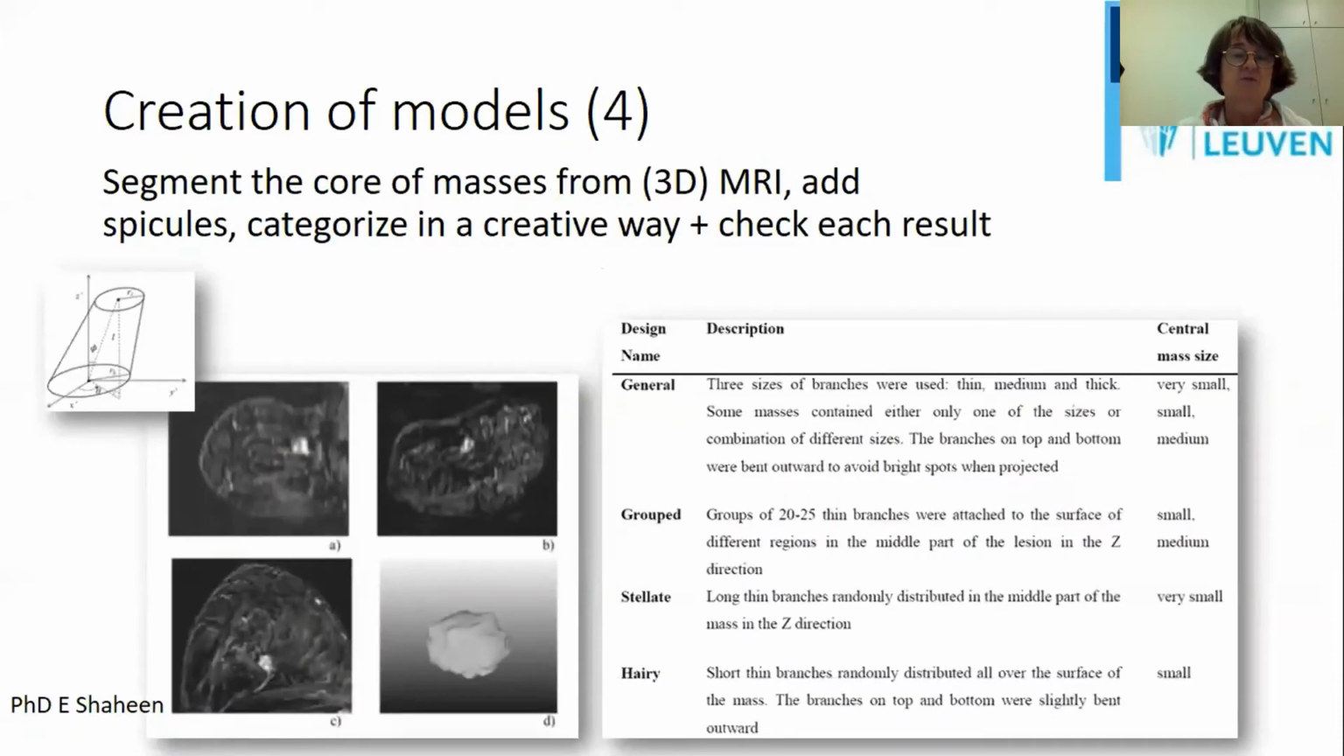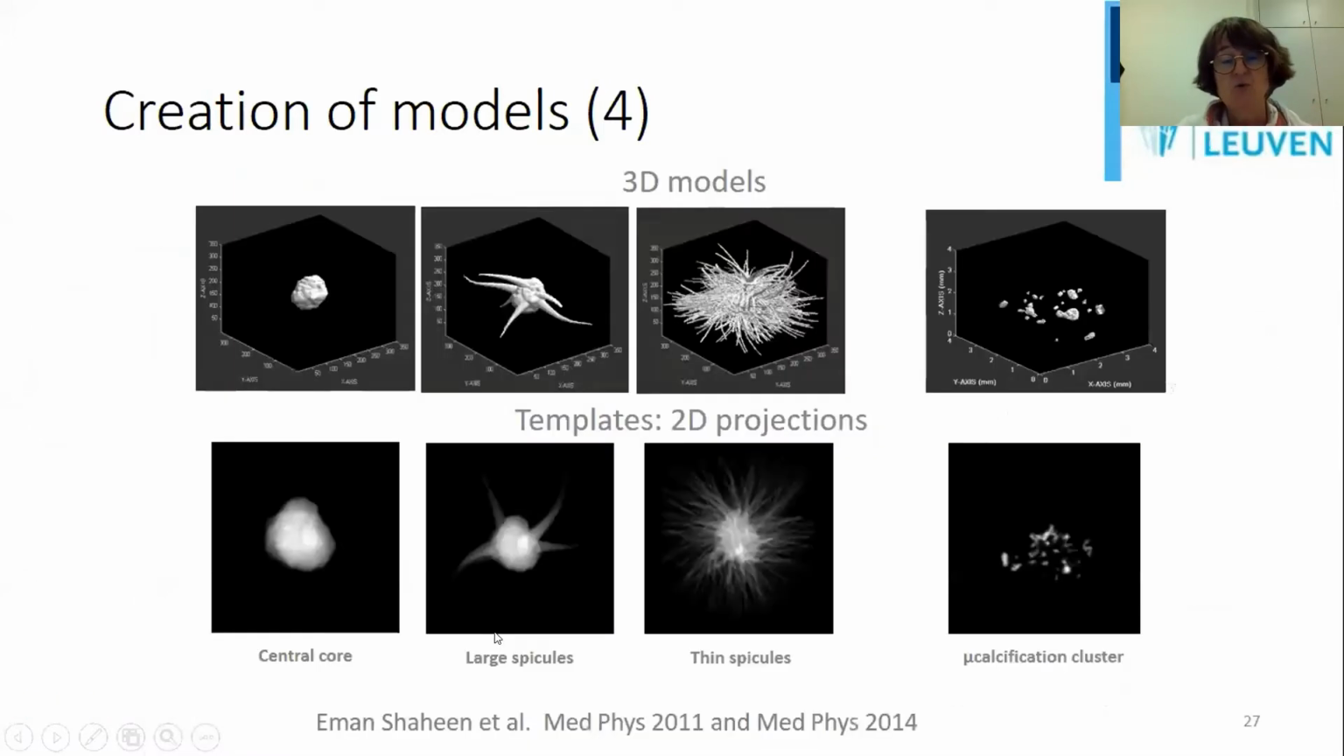We also need models of masses. In this case, Emmy started from MRI images from which a core of a mass was delineated, and then she grew spicules on these cores in different ways. From observation, we had seen that some masses had only a few spicules, some masses had really many, and all these types of masses were created.